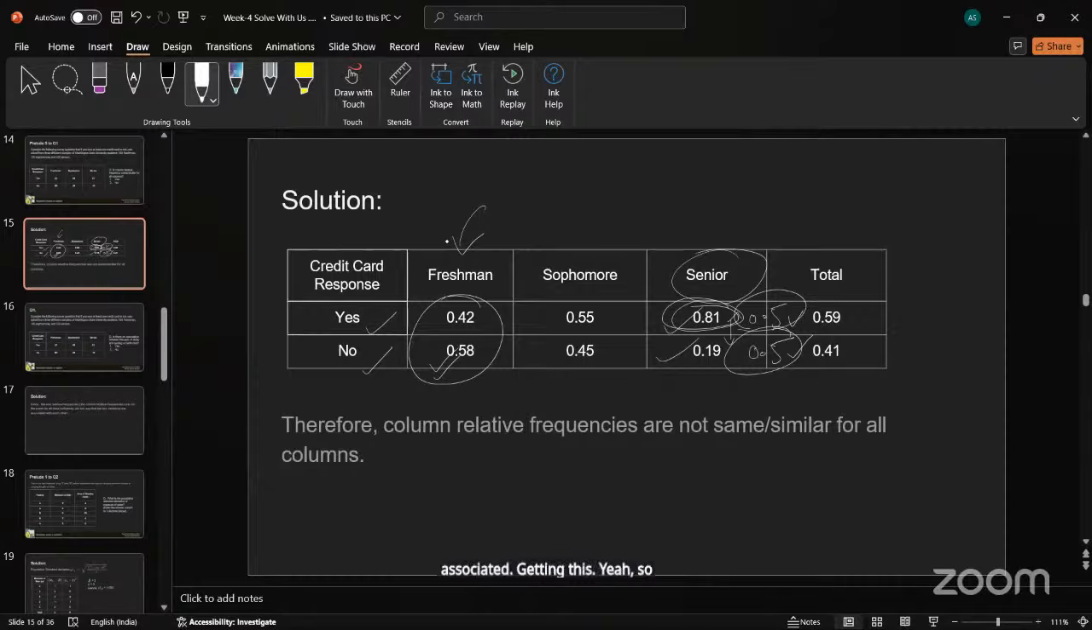So finally, the crux is: if the ratios are different, you will be able to give a prediction and you can say that the variables are associated. But if the ratios are the same, you will not be able to give a prediction and you say that the variables are not associated.